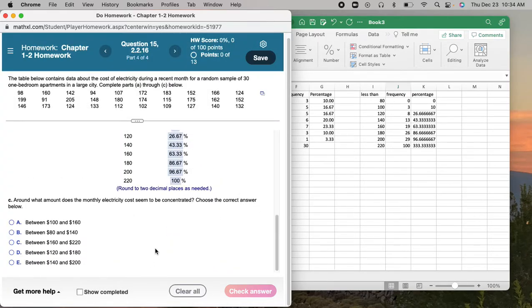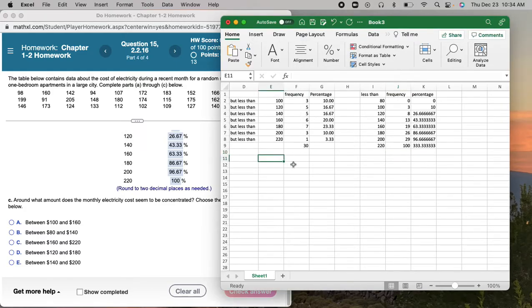All right, so part C says around what amount does the monthly electricity cost seem to be concentrated, right? So basically they're saying between 100 and 160. Okay, so it's giving us some data here, trying to figure out where most of our data is. So what we're going to do is the same thing. We're going to type in here 100 and 160. And then we have 80 and 140, 160 and 220, 120 and 180, and finally 140 and 200. So basically what it's saying here is where is most of our bill concentrated.